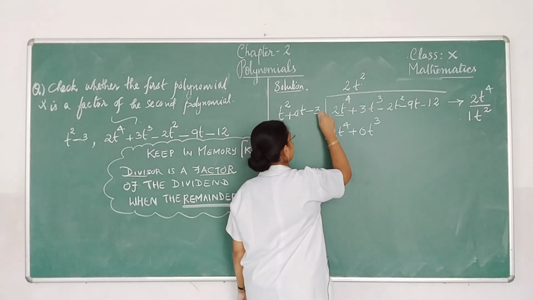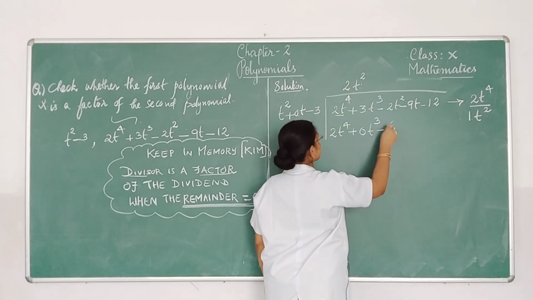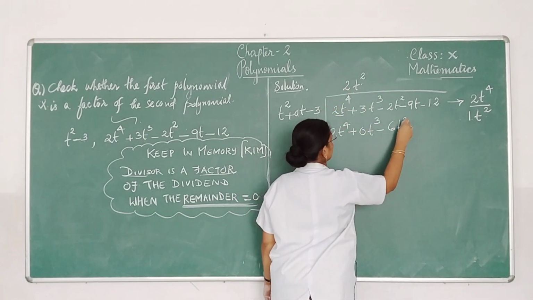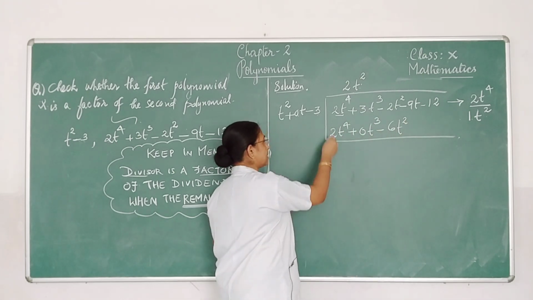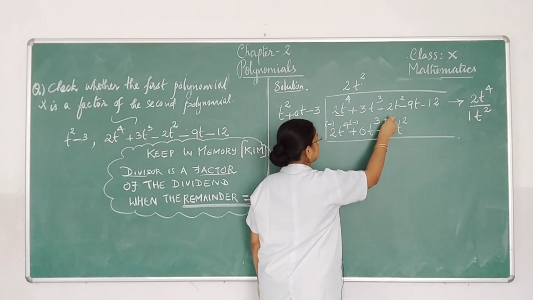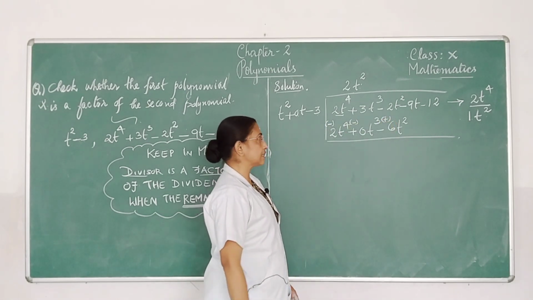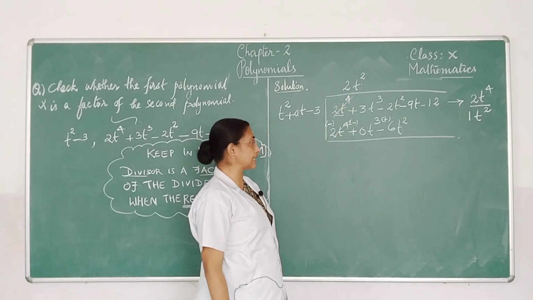Now, minus 3 into 2t square. Minus 3 into 2 is minus 6t square. After writing what you want to do, you need to change the sign of the below expression. Plus becomes minus, plus becomes minus, minus becomes plus. So that is plus 2t raised to 4 minus 2t raised to 4 get cancelled.